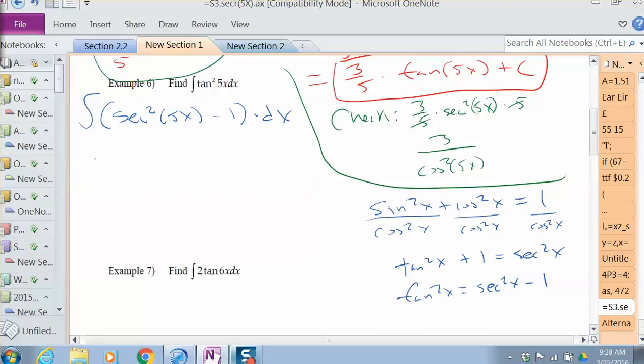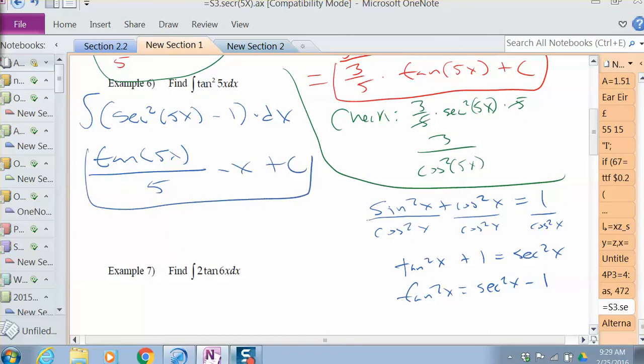is just going to be tangent 5x over 5 minus x plus c. So we didn't have to use u substitution because we already could rely on the previous example. There was a 3 in the previous example. I'm not going to use that 3.